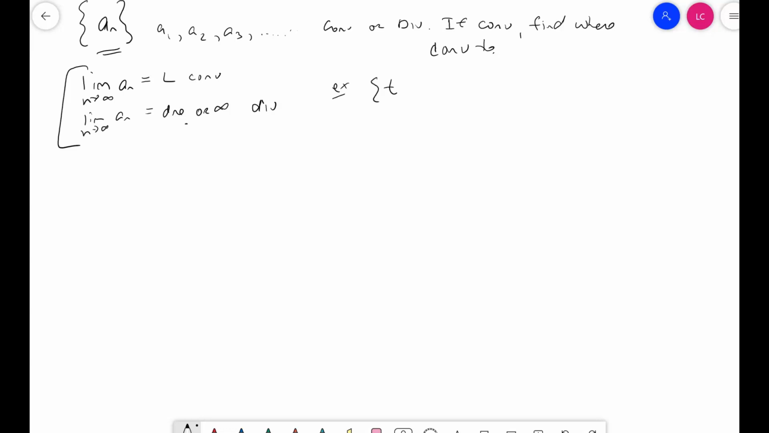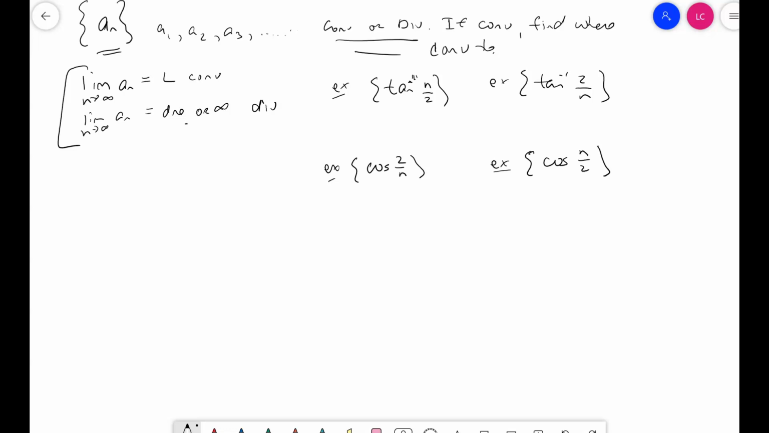Just want to make sure that you're thinking about this, so let's do some trig guys first. So there's arctangent of n over 2, arctangent of 2 over n, cosine of 2 over n, and cosine of n over 2. Okay, so the instructions would be converge or diverge. So you look at these and you think, oh yeah, I'm supposed to take a limit. If I take a limit as n goes to infinity, you need to write the limit out, right?